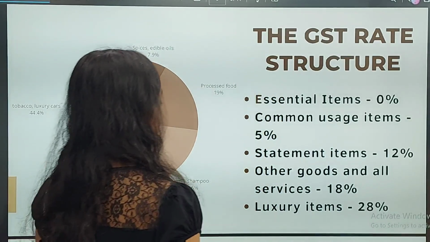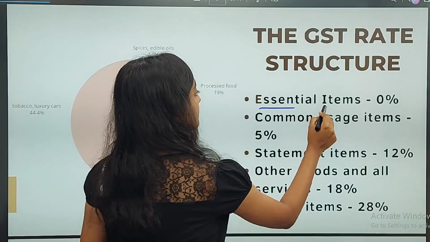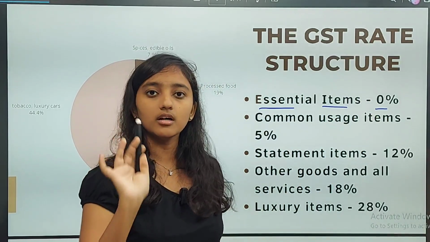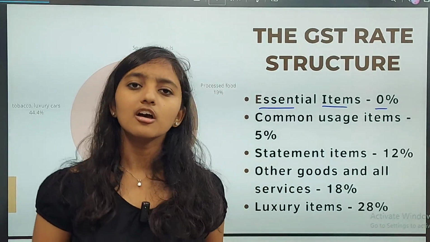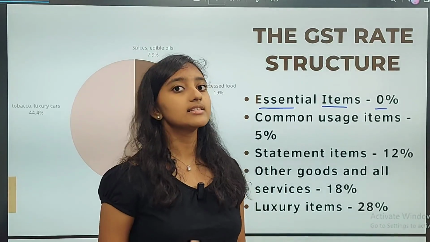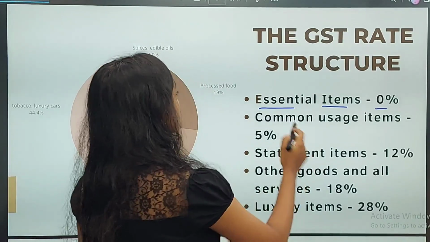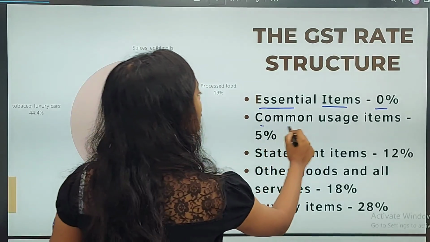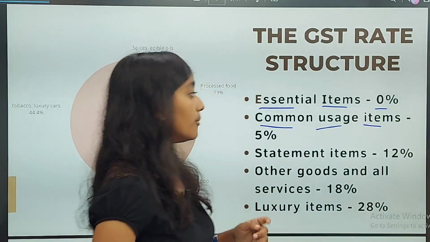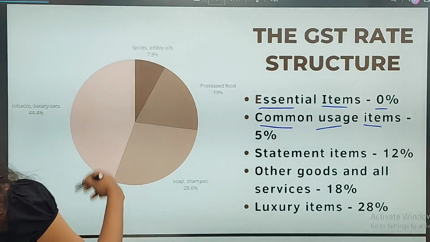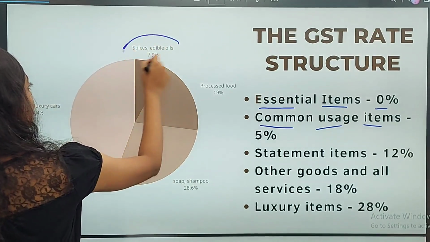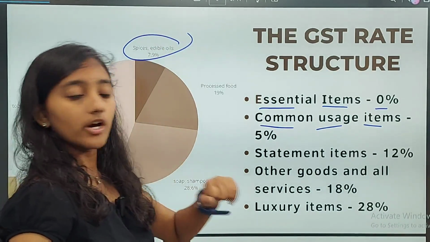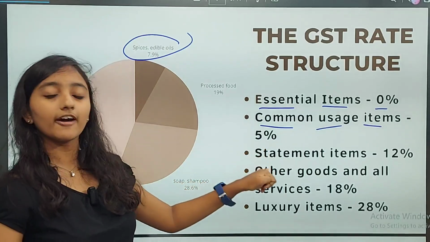So the GST rate structure for essential items is 0%. The government takes no tax for any sort of essential items. Essential items is what? Food, medicine. There is no tax applied, right? Then common usage items, which are taxed at 5%. Common usage items are like spices, edible oils. Spices and edible oils are common usage items that take 5% GST.